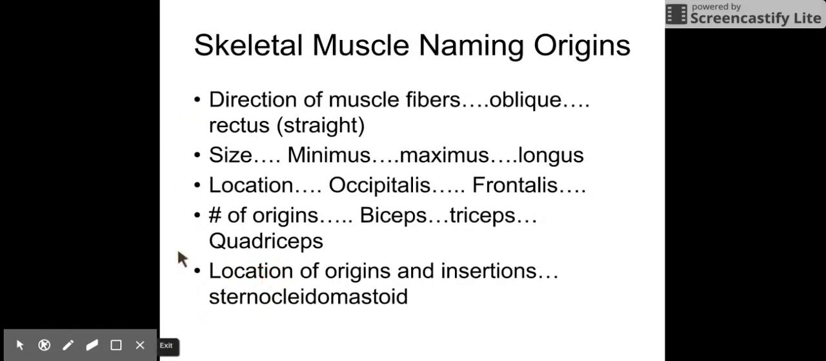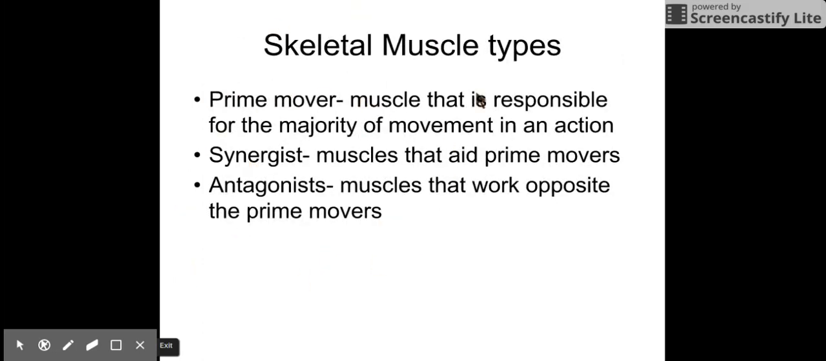And then you have naming. And we'll get into naming in the next video. I'm going to run out of time again, so we will cover this in the next video. But make sure that you remember these muscle types, because you will have to be able to distinguish between prime movers, synergists, and antagonists.